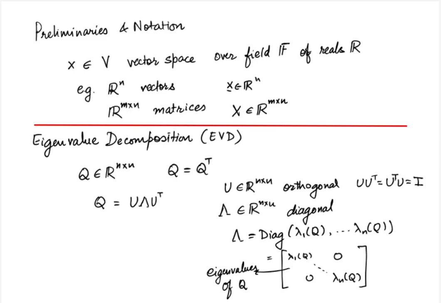Note that you might have seen a more general definition of Q equal to U lambda U inverse, which is applicable for general square matrices. For symmetric matrices, we can use the specialized definition where U inverse is U transpose. We will mostly be dealing with symmetric matrices, so we need not worry about the general case. Also, symmetric matrices have a very nice property that their eigenvalues are all real. Please try to prove this property.